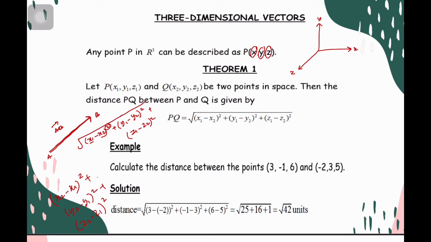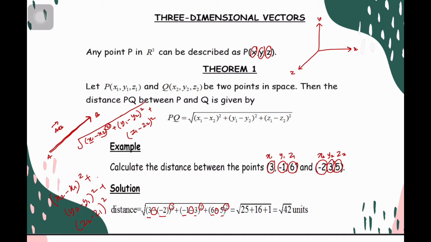Okay, let's see the example. Calculate the distance between the points (3, -1, 6) and (-2, 3, 5). So this one is x1, y1, z1, and this one is x2, y2, z2. Therefore, to calculate the distance, we take x1 minus x2, so you have 3 minus -2 to the power of 2 here. Then we take y1 minus y2, so we have -1 minus 3 to the power of 2. And then we take z1 minus z2, so we have 6 minus 5 to the power of 2.